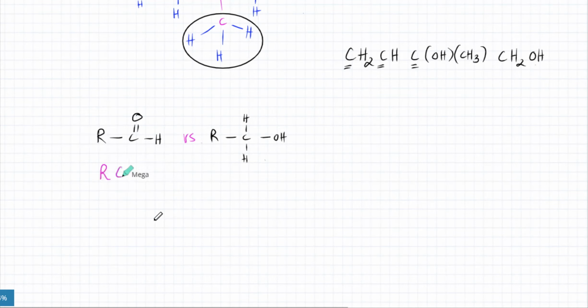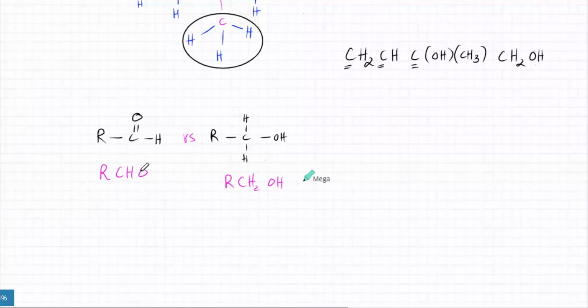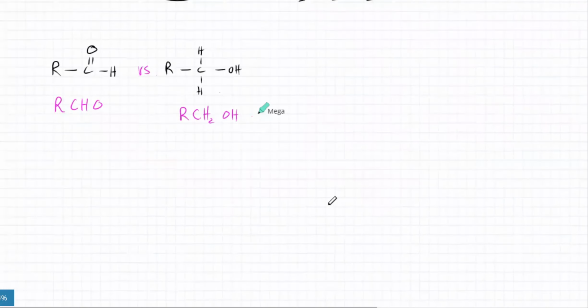So R, C, H is written first and then O. Over here, the same thing. R, then C, then it's bonded to two H's. That's written first, and then the OH comes in. So it also helps us differentiate between the two. So is this all clear?